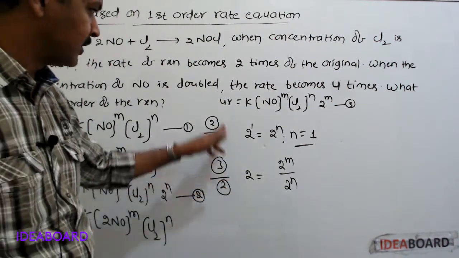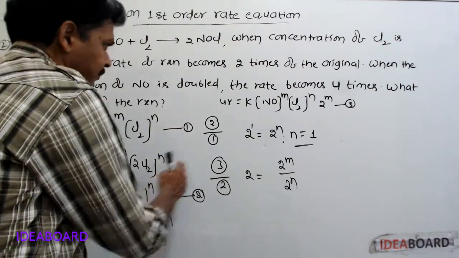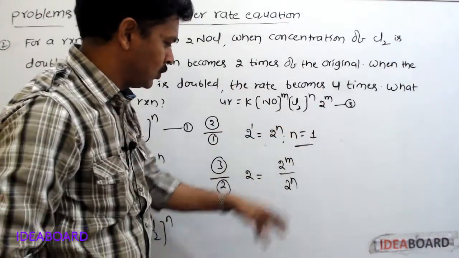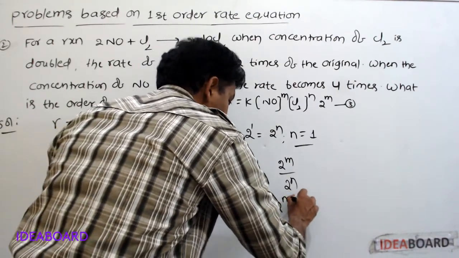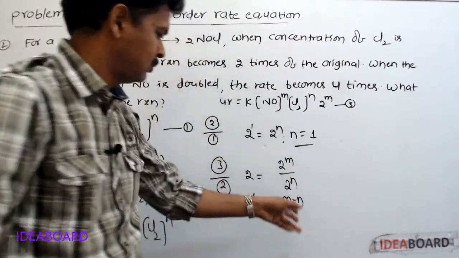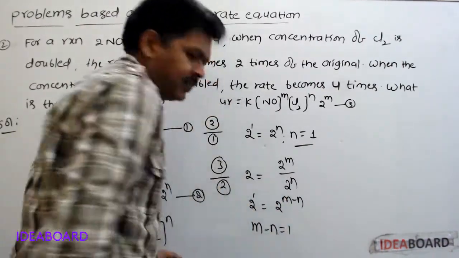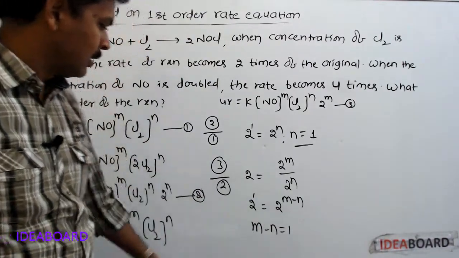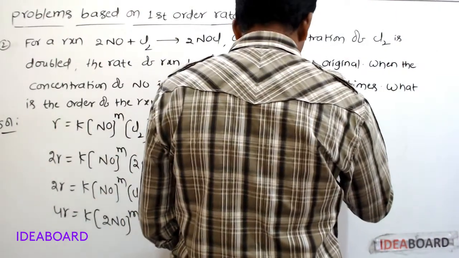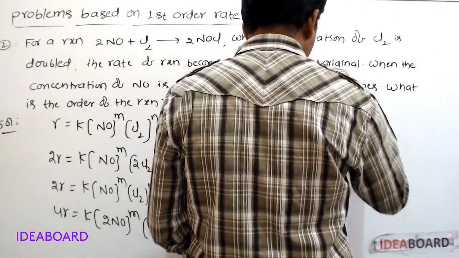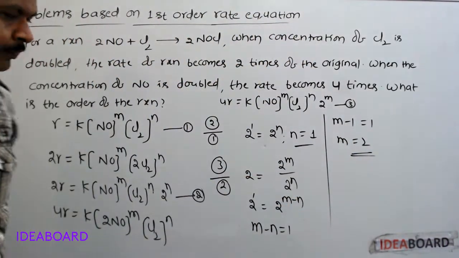Third equation by second equation: this is the third equation, this is the second equation. This will be cancelled. Then 2 power m by 2 power n. 2 is equal to 2 power m minus n. Then m minus n is equal to 1. The n value we have already calculated: n is 1. Then m minus 1 is equal to 1, so m is equal to 2.